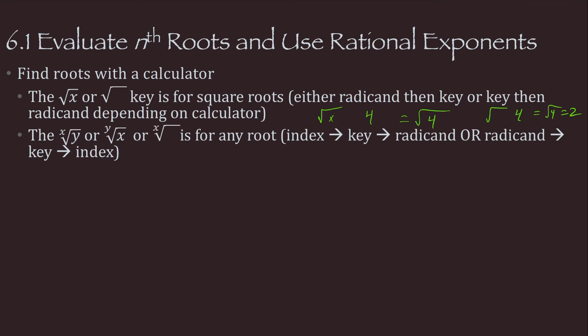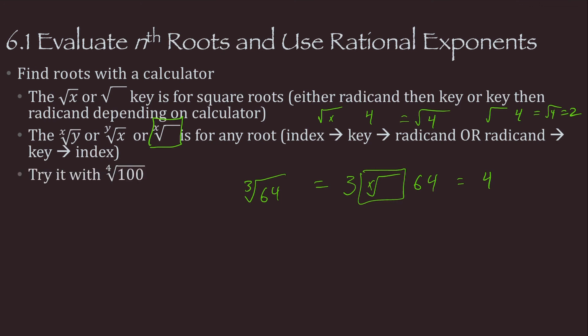If you want to do any other root, you have this button. That's the one on TI calculators. And so what you do is you're going to have to do the index. So let's say you want the cube root of 64. You would type 3, the button, and then the 64, enter, and it'll give you 4.